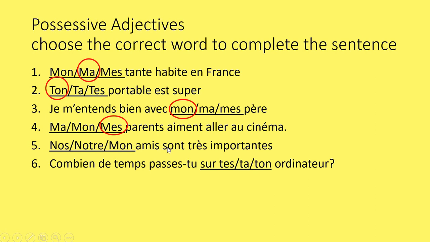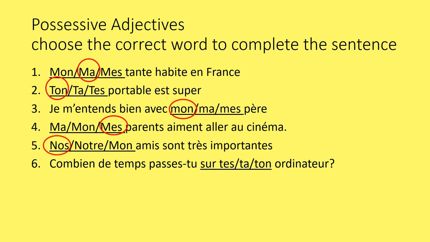We've got friends are very important. All of this, the fact there is an S on the end of important, I've got the word are instead of is telling me straight away that it's plural. Plus there is an S on the end of friend. So I need the plural possessive. So it can't be mon. Okay, it's got to be nos. Because both of these mean our, but this is notre if there's only one thing.